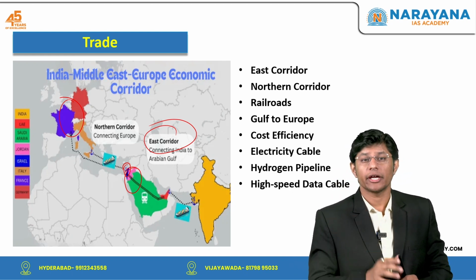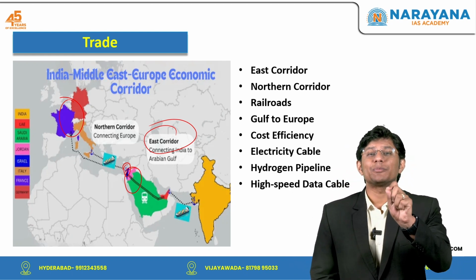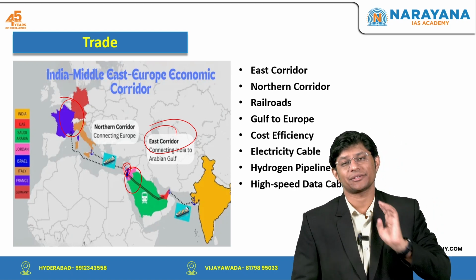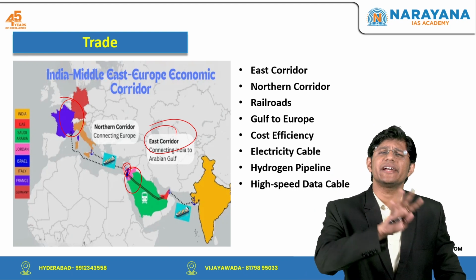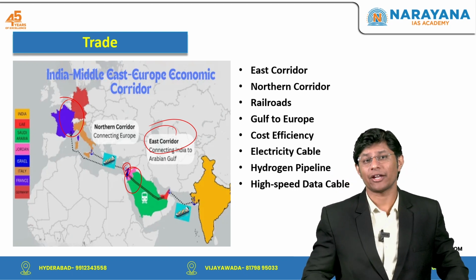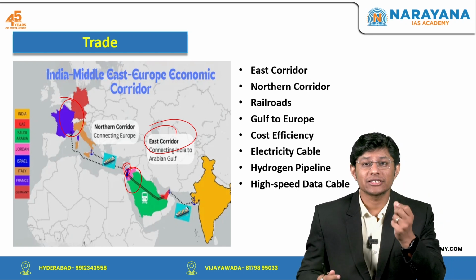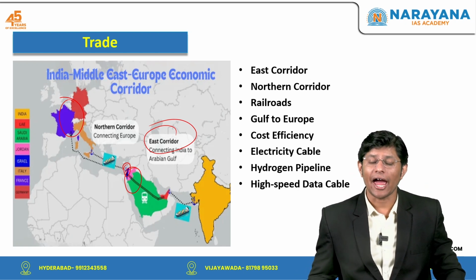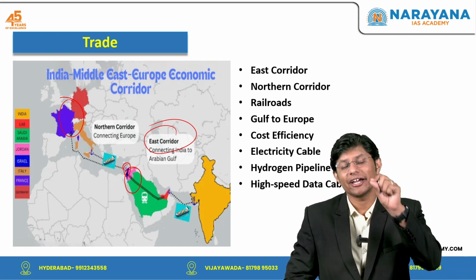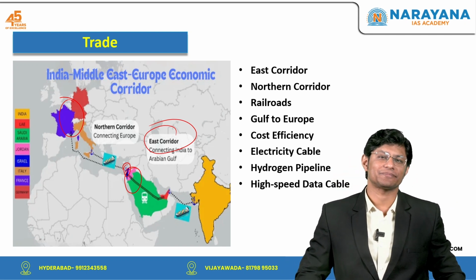The corridor aims to reduce transport time by 40% and cost by 30%. This will significantly lower the logistical expenses. And what is the benefit? That it benefits the trade routes, and most importantly, it improves the supply chain efficiency.